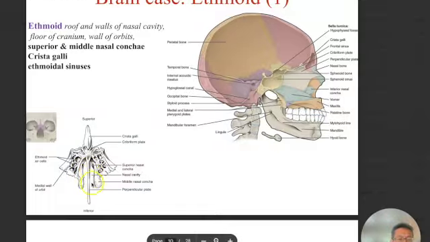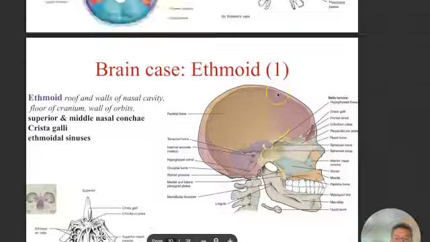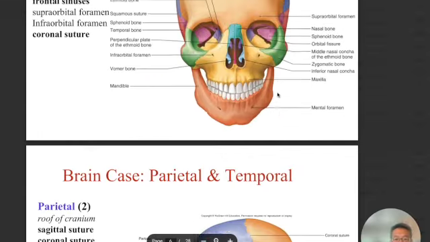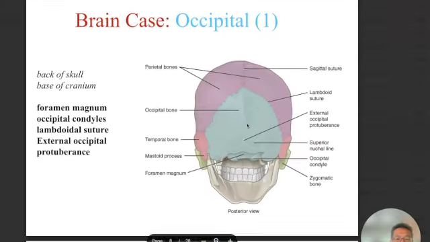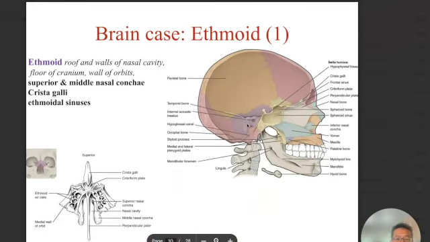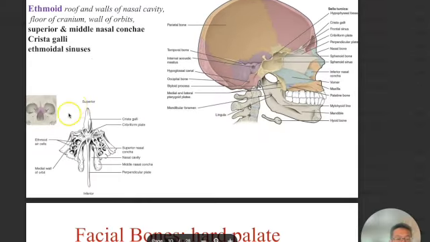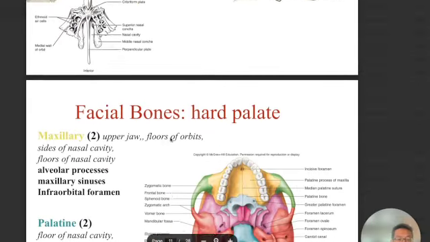Now this right here is called a perpendicular plate. On the side view, you can see it's quite big, and the vomer bone. You see that? We saw it earlier, right there. That's the vomer bone. That's the perpendicular plate. Now, this little guy here is called a crista galli. Crista galli. So just remember those.